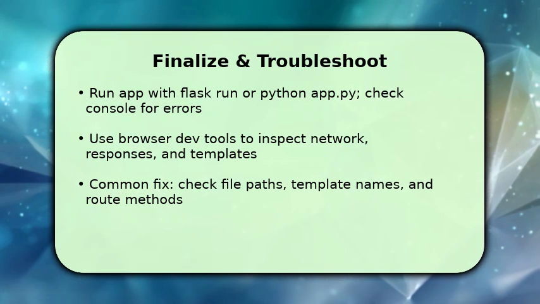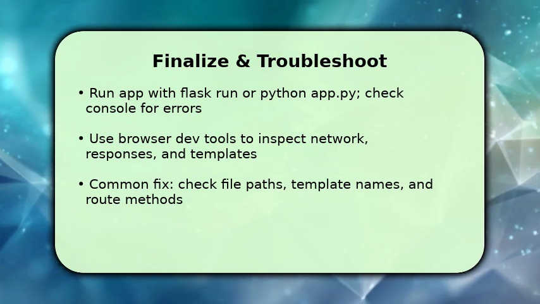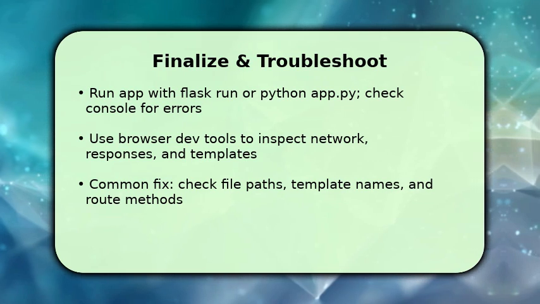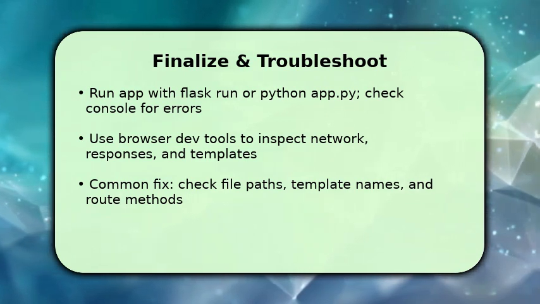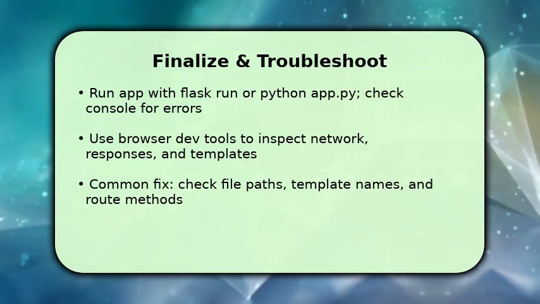To finish, start the server and open your page. You should see dynamic content rendered from Python. If you use JavaScript fetch, confirm endpoints return JSON and that CORS or content type headers are correct. Once done, deploy with a WSGI server like Gunicorn for production.